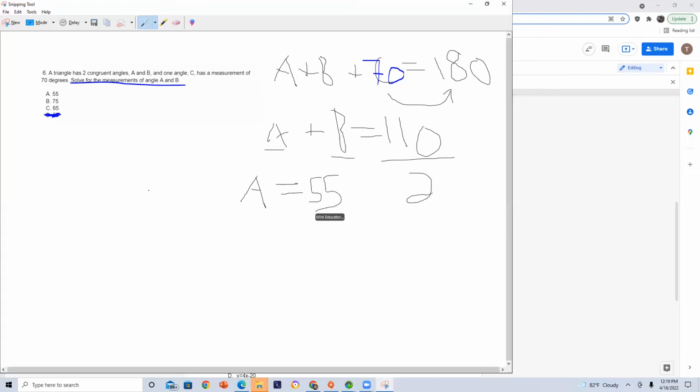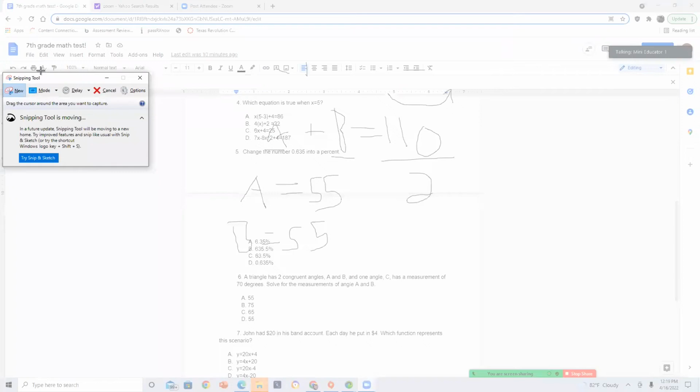And why they're both equal is because they're both congruent. So it's going to be A. Right, so here A is the correct answer. Yep. Okay, next question.